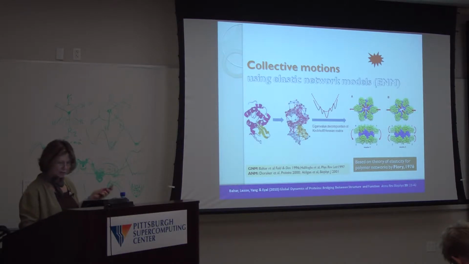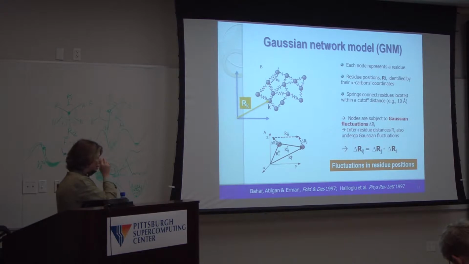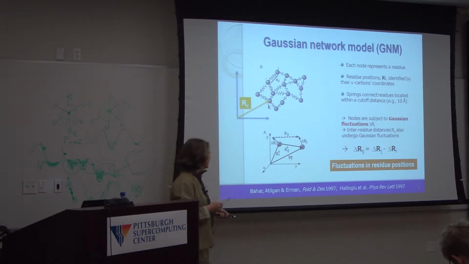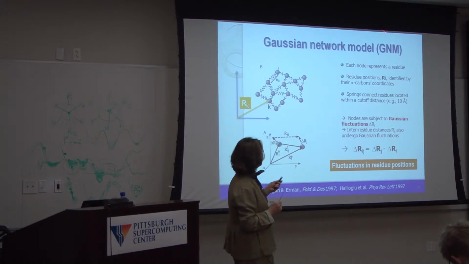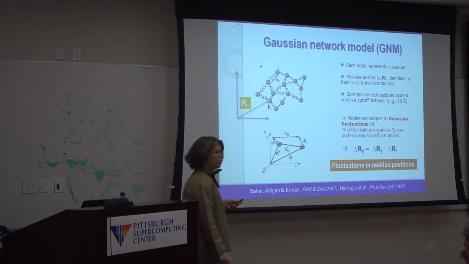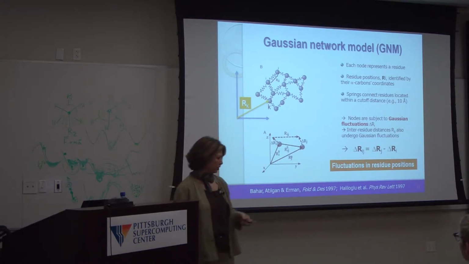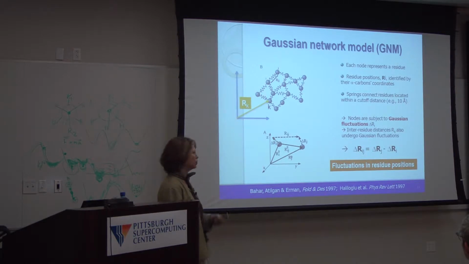Okay, so you have several references here. The original elastic network model that we introduced in 1997 was called the Gaussian network model for proteins. So I would like to present a few definitions which will be useful in your software applications. So here's our model.